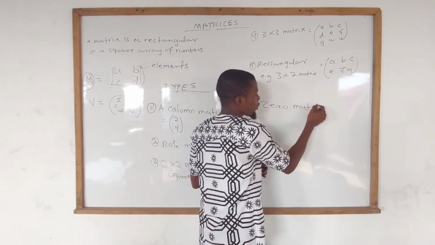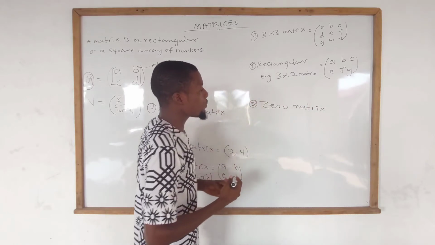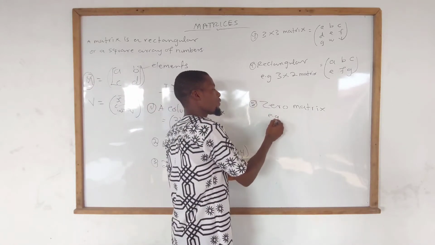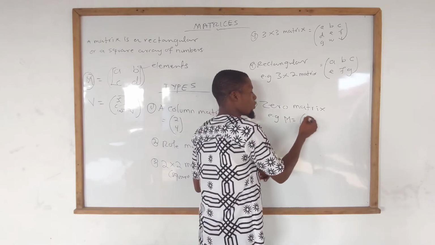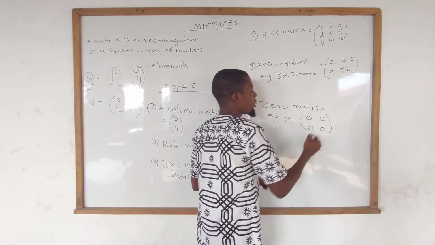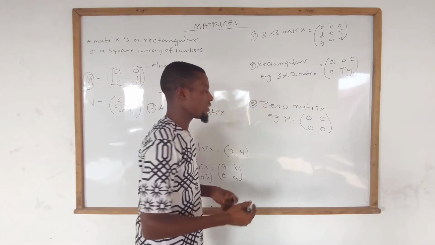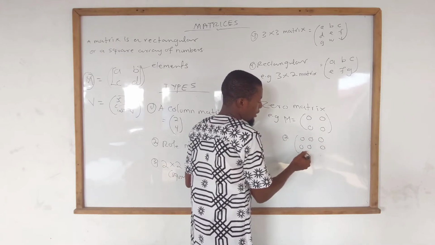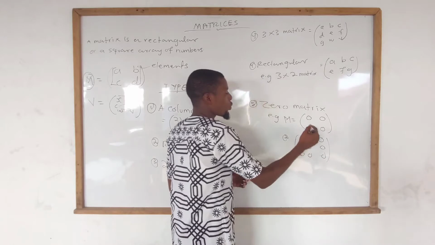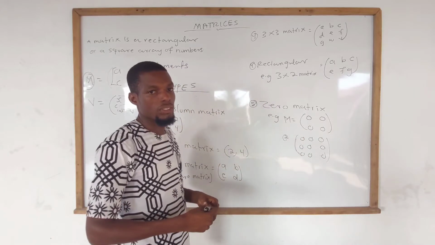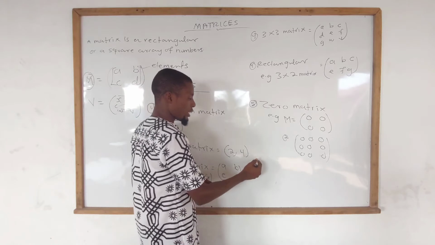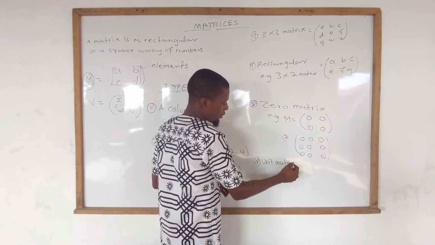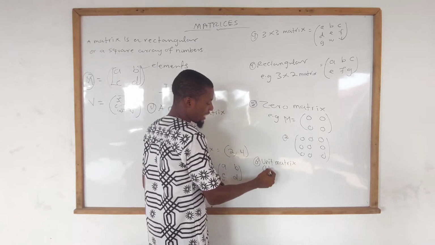Now, we also have another kind of matrix which we call a zero matrix. As the name suggests, a zero matrix is a matrix which has all its elements equal to zero. A typical example is when I have M equals 0, 0, 0, 0. This is a zero matrix. Another example is a 3 by 3 matrix where all the elements are 0. This is also a zero matrix. And then let's look at the last type, which we call a unit matrix. A unit matrix is the same as the identity matrix.